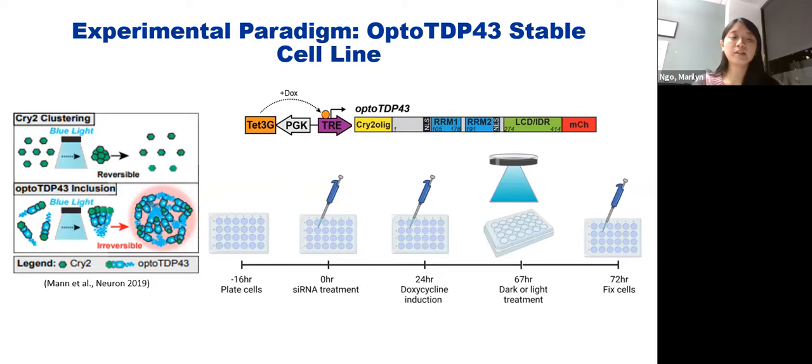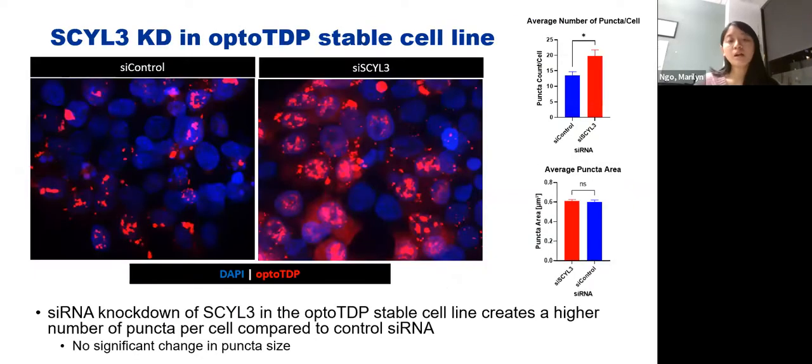Using this stable cell line, I treated them with SCYL3 siRNA for 72 hours, induced the cells for 48 hours with doxycycline, and exposed the cells to blue light for 5 hours prior to fixation for IF. Interestingly, our data shows that when we knock down SCYL3 in the opto-TDP cell line and induce TDP-43 aggregates with light, knockdown of SCYL3 resulted in a higher number of puncta on average per cell as compared to our control group. There is no significant difference in puncta size, however.